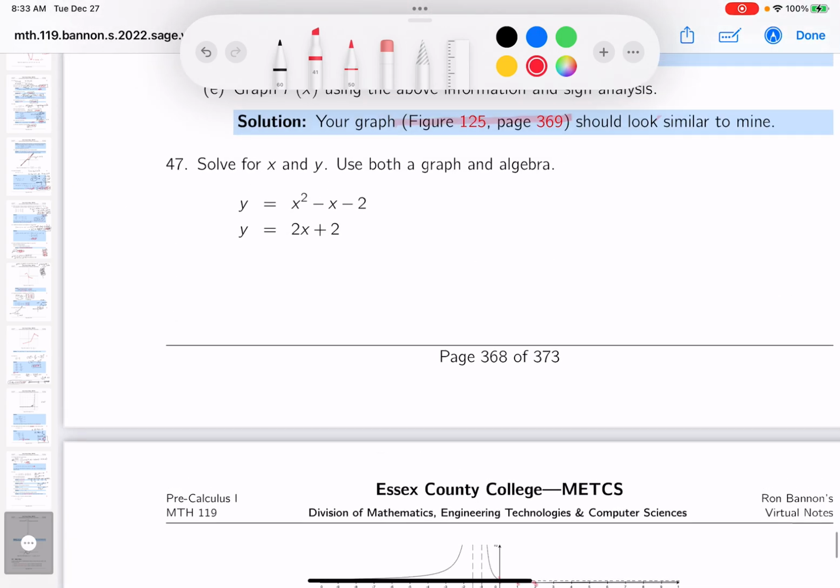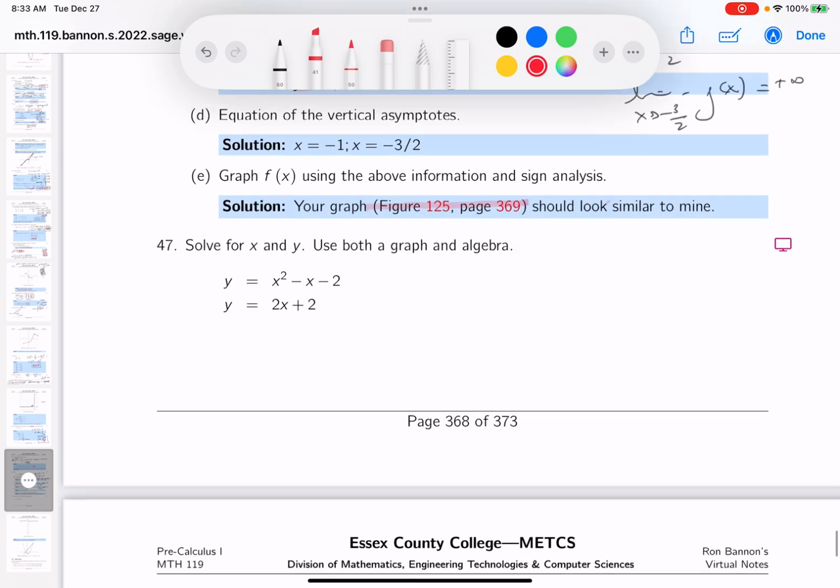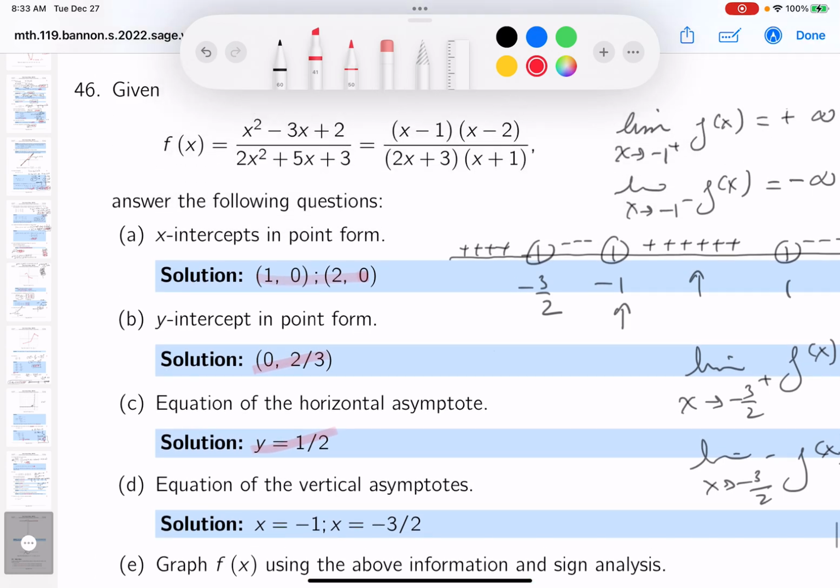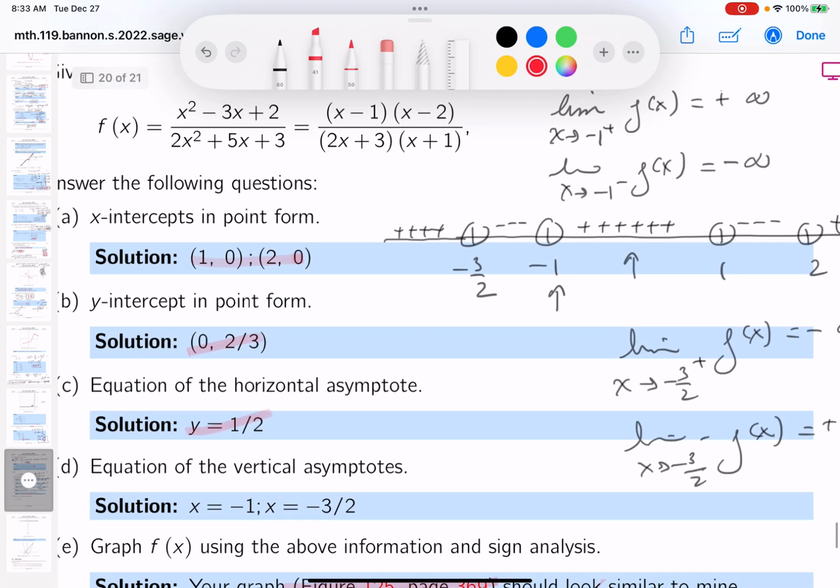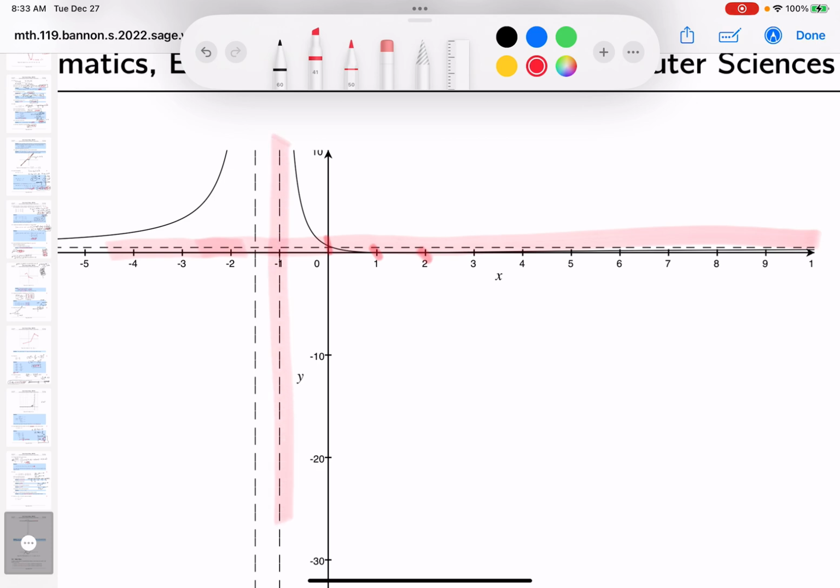Let's get the asymptotes down. It's a tough graph, though. I know that. Y equals 1/2. That's this line right over here. Okay. The other 2 asymptotes we found out were, let's see, -1 and -3 halves. That's x equals. This is the -1 guy, and this is the -3 halves.